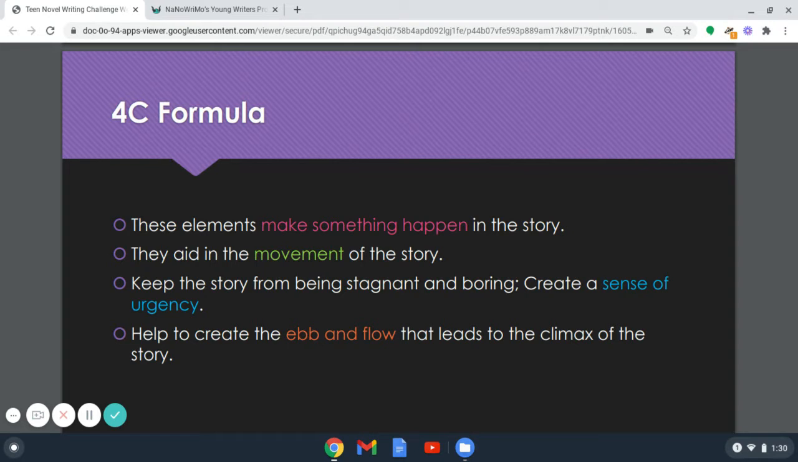If you've ever read a book and thought, wow, this just feels like it's dragging on forever, you don't want your reader to feel that. So you want to keep moving forward in the journey, in the growth of the character. Like I said, it keeps from being stagnant and boring, so it creates a sense of urgency, like something has to happen or something is going to happen. That anticipation that your reader feels comes from the creation of tension and conflict. And it also helps to create kind of an ebb and flow in the story that leads to the climax.